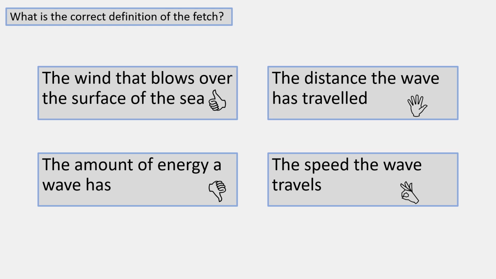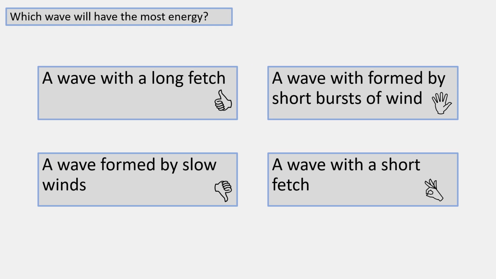Next question. What is the correct definition of the fetch? We've got the wind that blows over the surface of the sea, the distance the wave has travelled, the amount of energy a wave has, or the speed the wave travels. I'll give you a moment. And you should have selected the distance the wave has travelled.